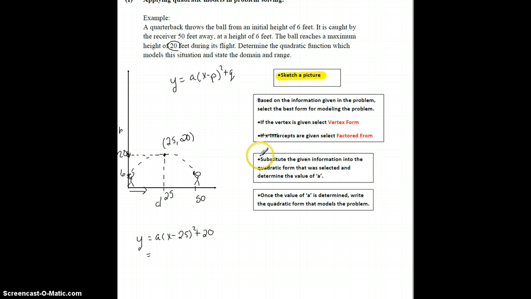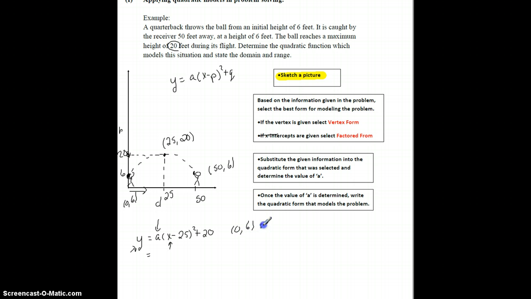Now, substitute the information given into the quadratic form that was selected and determine the value of a. So we now need to find the value of a. So we have to put in values for x and y. Now we have two points we could put in. You know this point here, 0, 6, where it's 0 feet away from the person. The ball started at 6 feet high. And when the ball was 50 feet away, it was at a height of 6. So we can put either in, it does not matter. I'm going to put in 0, 6.